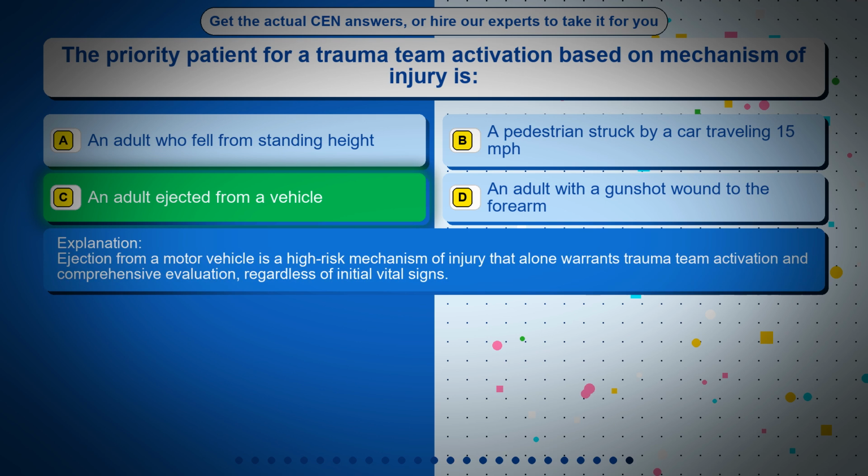Ejection from a motor vehicle is a high-risk mechanism of injury that alone warrants trauma team activation and comprehensive evaluation, regardless of initial vital signs.